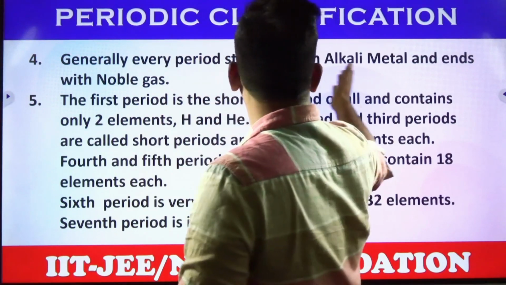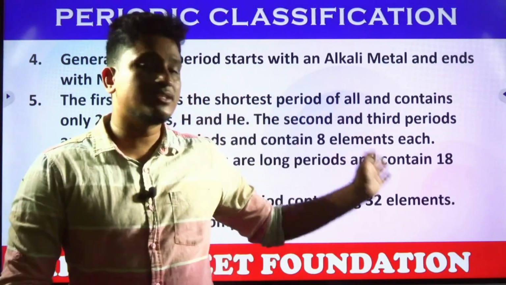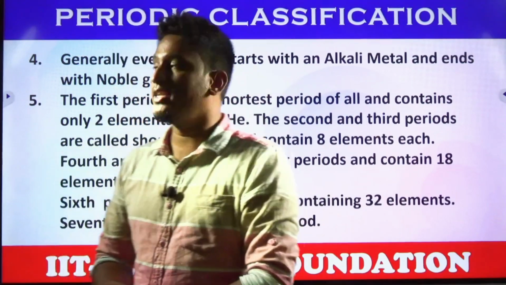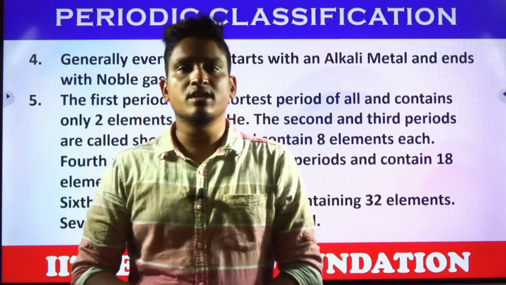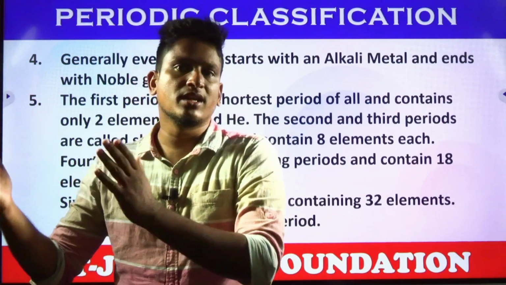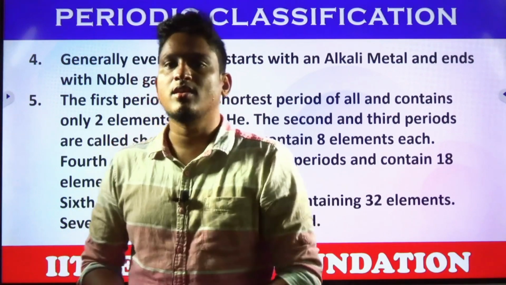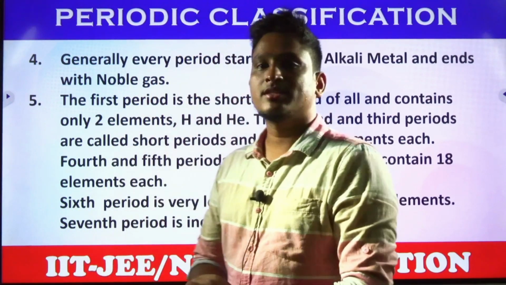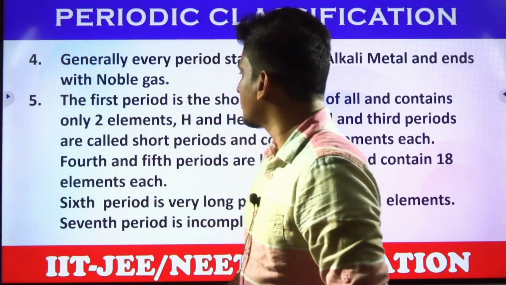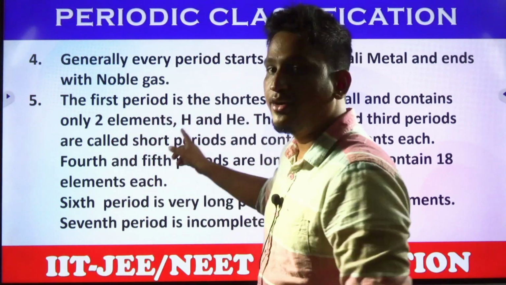Next, some other points, students. Generally, every period starts with alkali metals and ends with noble gases. About these family names, in a different slide we'll discuss all these names and their meanings. So every period starts with which elements, friends? First group elements, yes sir, no. And every period ends with last group elements. What is the last group? 18th group. First group elements are called alkali metals and the last group elements, 18th group elements, are called noble gases. The first period is the shortest period of all, containing only 2 elements, hydrogen and helium.